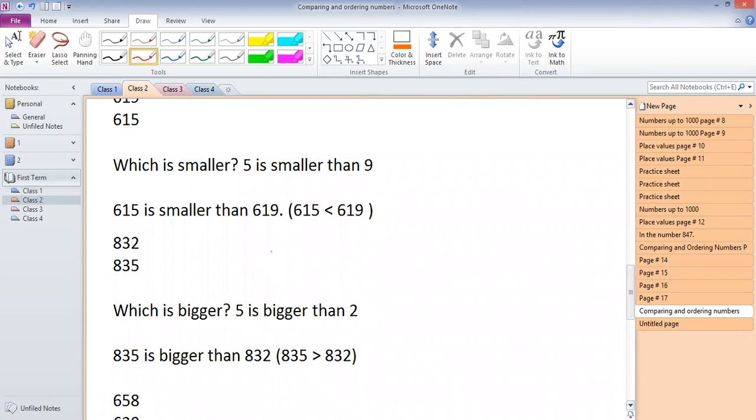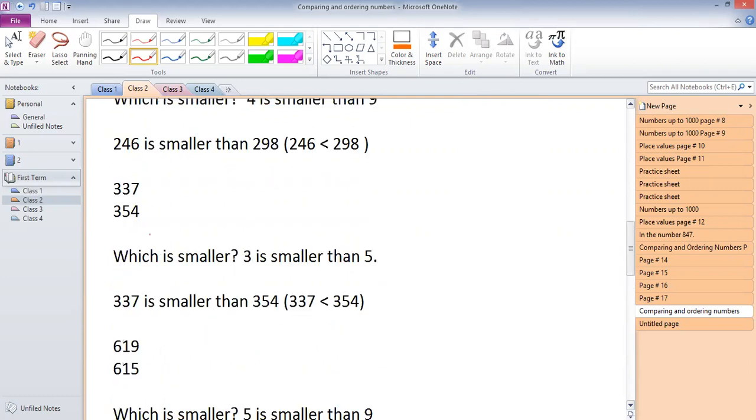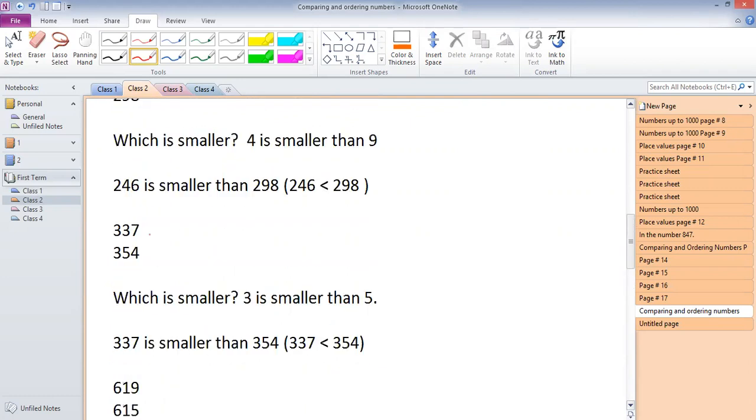For finding out the bigger also, we did some examples like 832 and 835. As I told you guys, in some questions, if the hundreds are the same, then you will check out the tens. Like here, 3 and 3 are the same. The hundreds are the same, then you will compare the tens. Now you will compare this 3 with this 5. So 3 is smaller than 5. That's why you will say that 337 is smaller than 354. Or you use this sign, the less than sign.